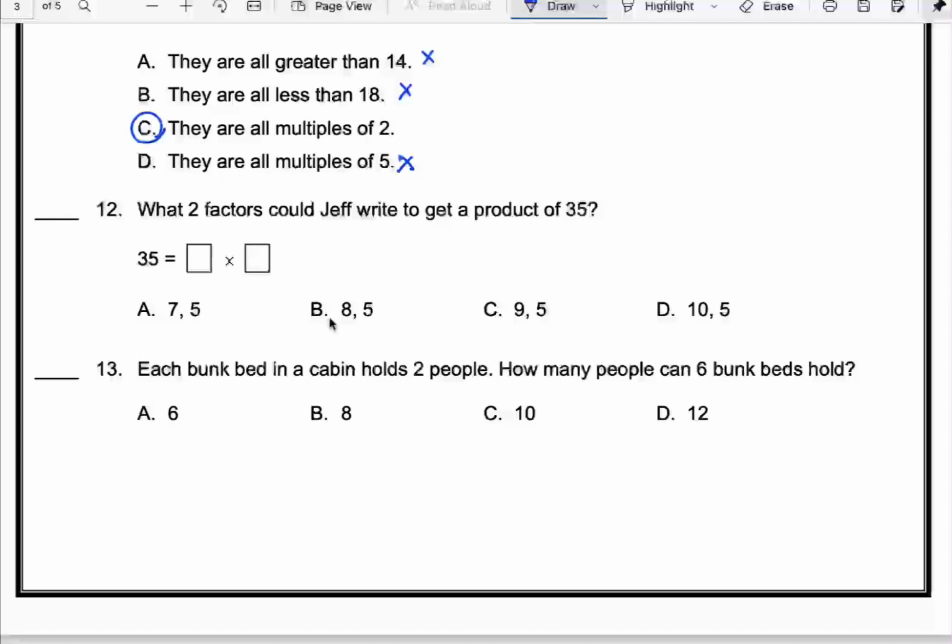What two factors could Jeff write to get a product of 35? 9 times 5? Okay, my hero, 9 multiplied by 5 is 45. No, your answer is wrong. You should keep the timetable, Ibrahim.